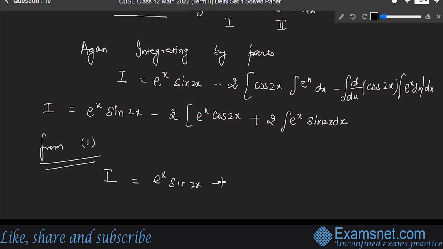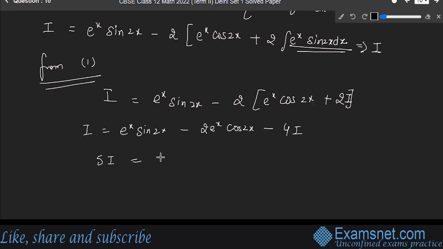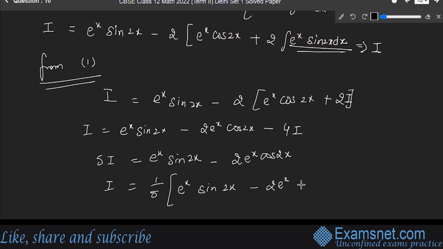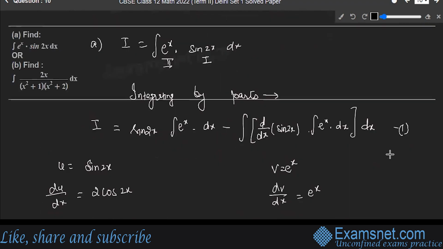Fine. So now from equation 1, you have I is equal to e raised to power x sine 2x minus 2 e raised to power x cos 2x plus 2 times I, because this integral is equal to I. So this becomes I is equal to e raised to power x sine 2x minus 2 e raised to power x cos 2x minus 4I, or 5I is equal to e raised to power x sine 2x minus 2 e raised to power x cos 2x. Here, I is equal to 1 by 5 (e raised to power x sine 2x minus 2 e raised to power x cos 2x) plus c. So this is the value of I. Hope you understood this. This is the answer to the question, right? So this is the A part of the question.